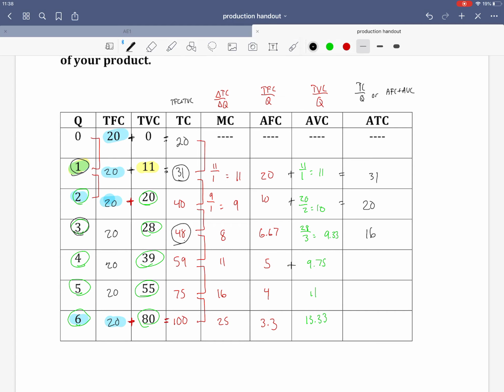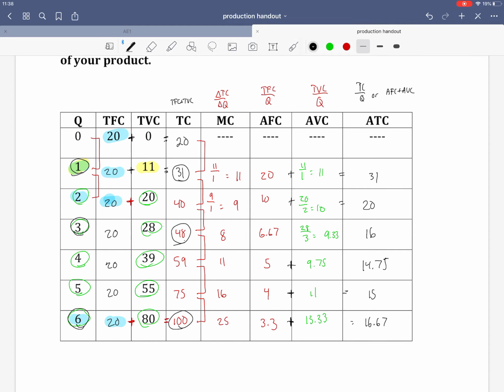5 plus 9.75 is going to give us 14.75. 4 plus 11 is going to give us 15. And then if we wanted to take 100 divided by 6, that will give us 16.67. Or we could add 3.3 plus 13.33, and that will give us 16.67.